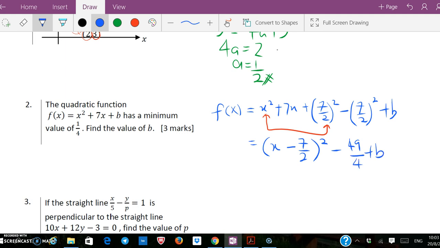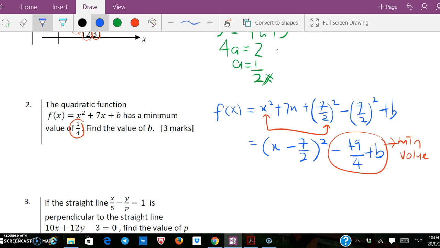Then again, just like question number 1, you have to remember two things: the minimum value and the equation of axis of symmetry. In the question, they say that the minimum value is 1 over 4, and in our completing the square, this is also considered the minimum value. So what do we have to do here? We have to equate it.